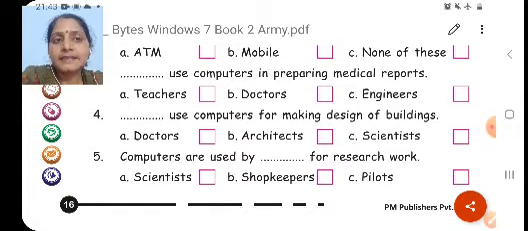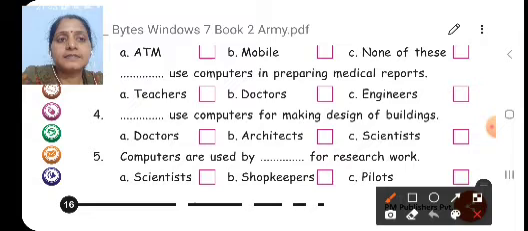As we know, architects make the design of buildings. So you will put a tick in front of architects. Computers are used by dash for research work. As we know children, computers are used by scientists for research work. So you will put a tick in front of scientists.